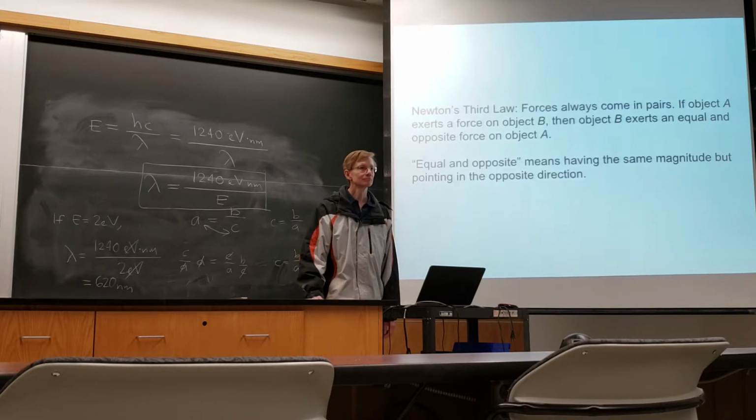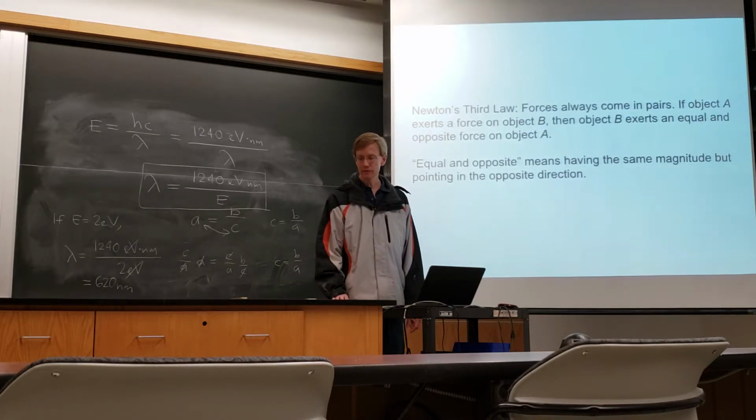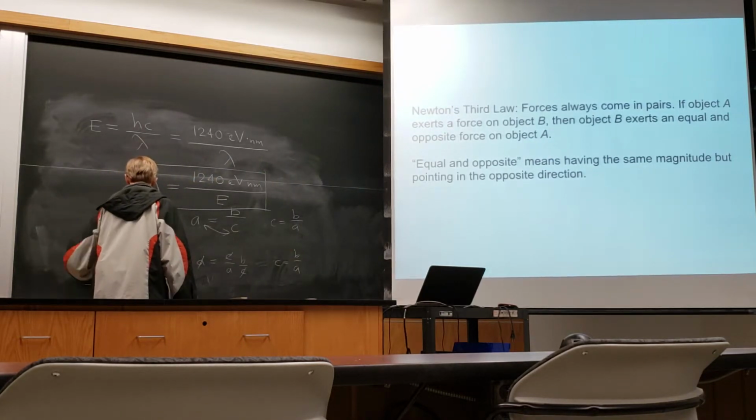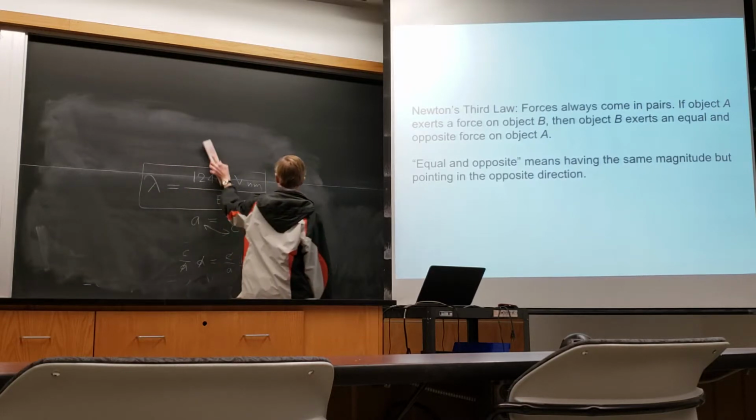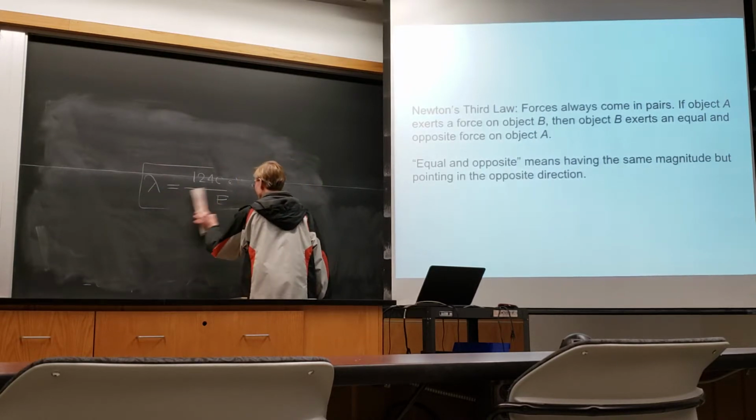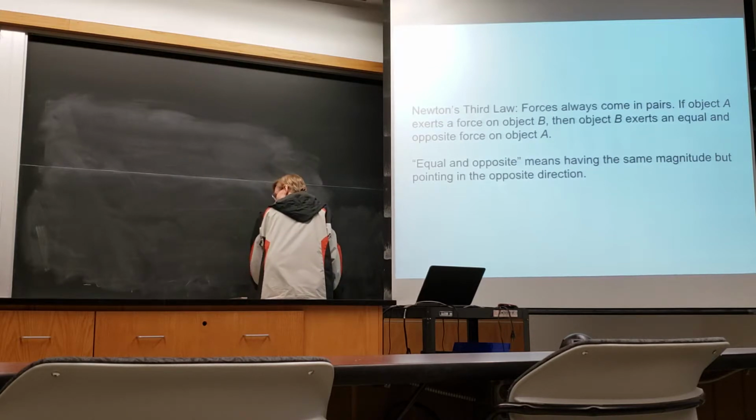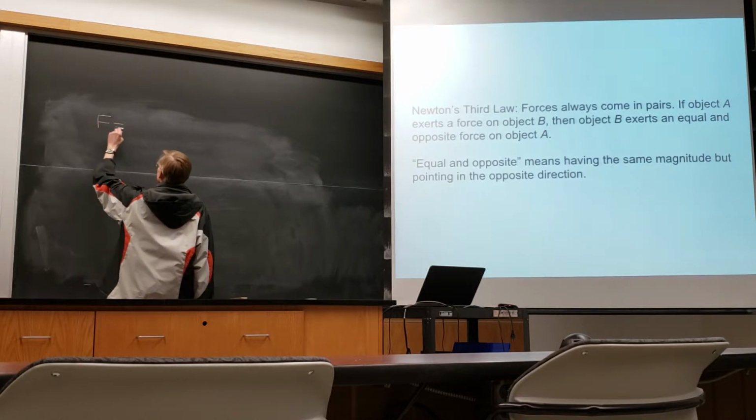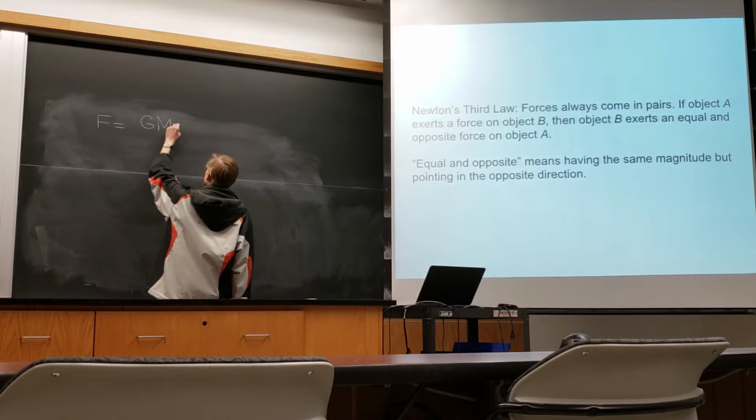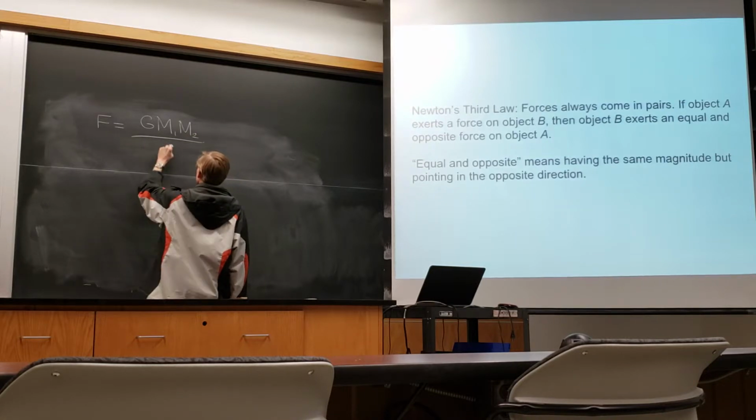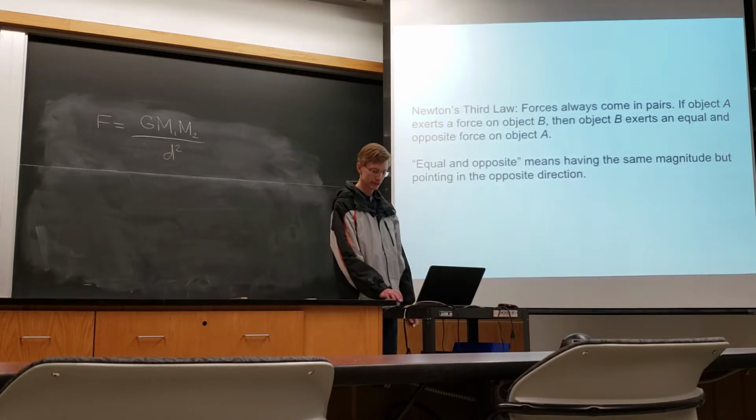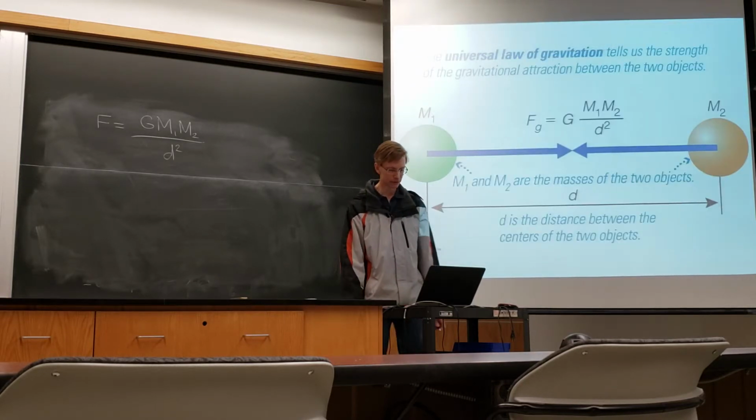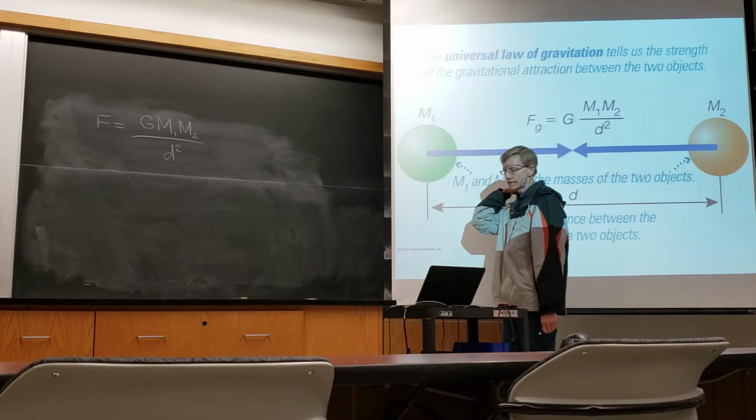Yes? Can you explain the universal law of gravitation a bit more? Yeah, the universal law of gravitation. The universal law of gravitation says F is G times M1 times M2 divided by D squared. So that's one of my slides here. There it is right there. G times M1 times M2 divided by D squared.